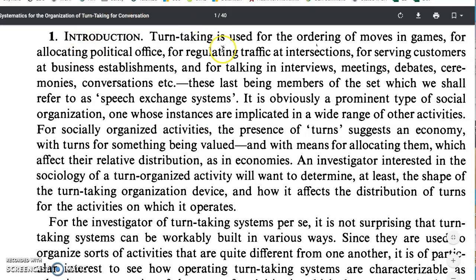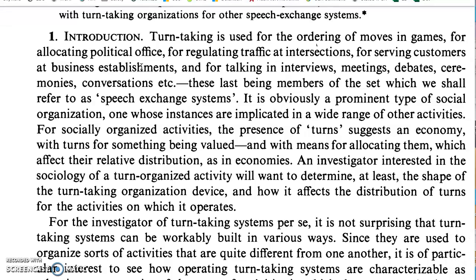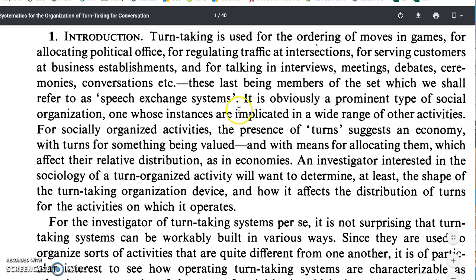So turn taking is used for the ordering of moves in games, for allocating political office, for regulating traffic at intersections, for serving customers at business establishments, and for talking in interviews, meetings, debates, ceremonies, conversations, etc. So turn taking is obviously not unfamiliar to us. We all know about these, and all of these situations are referred to in this article as speech exchange systems.